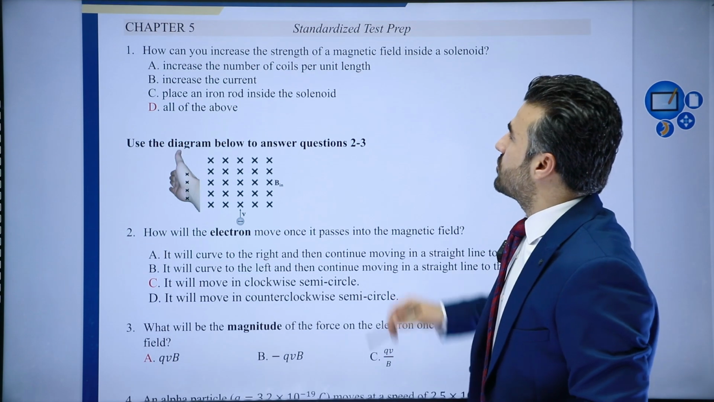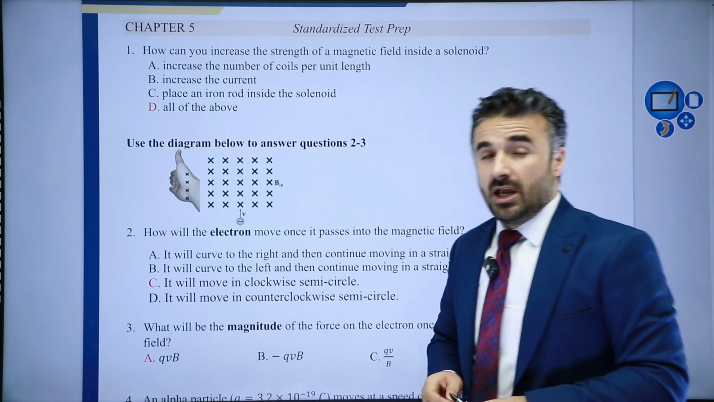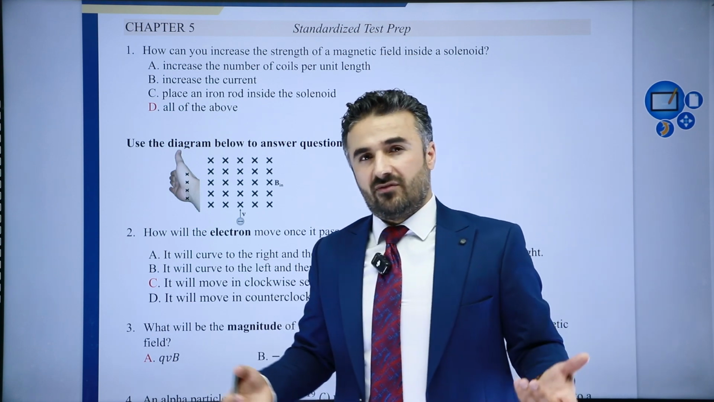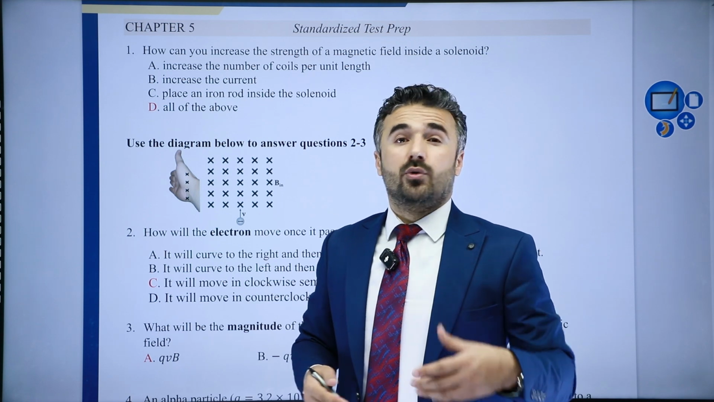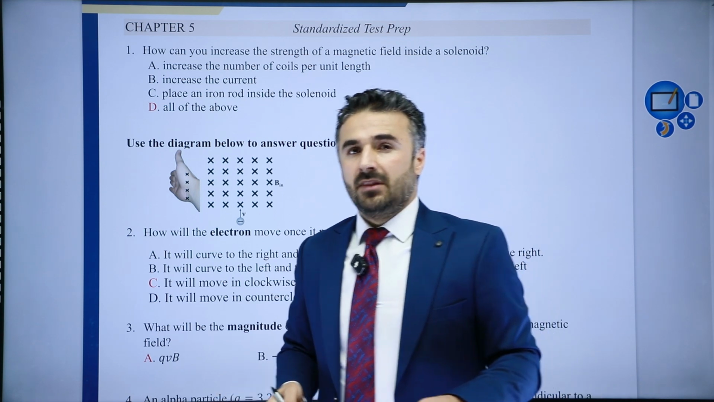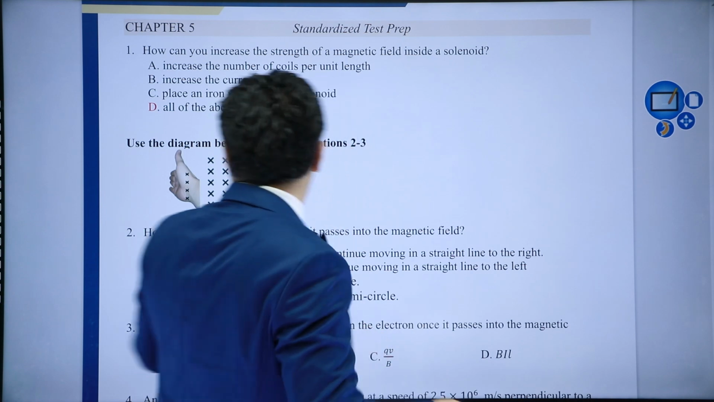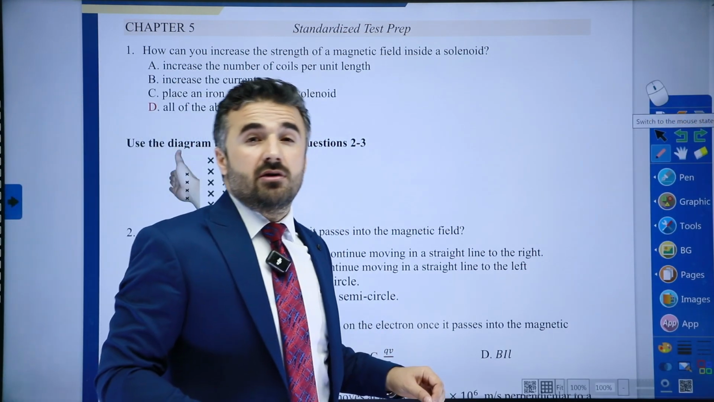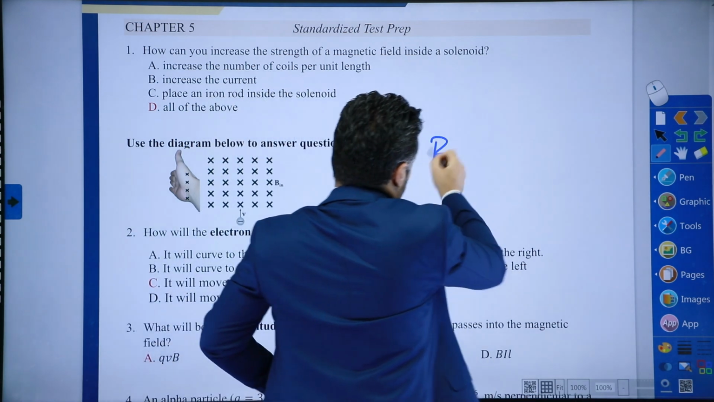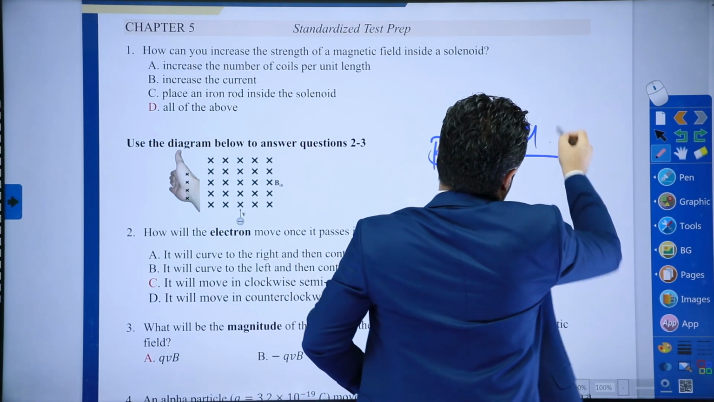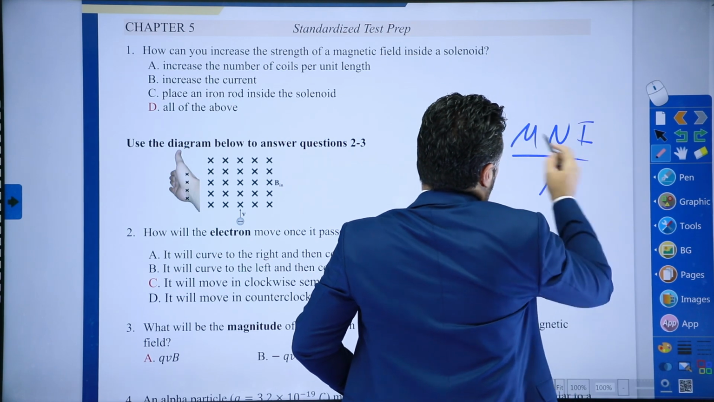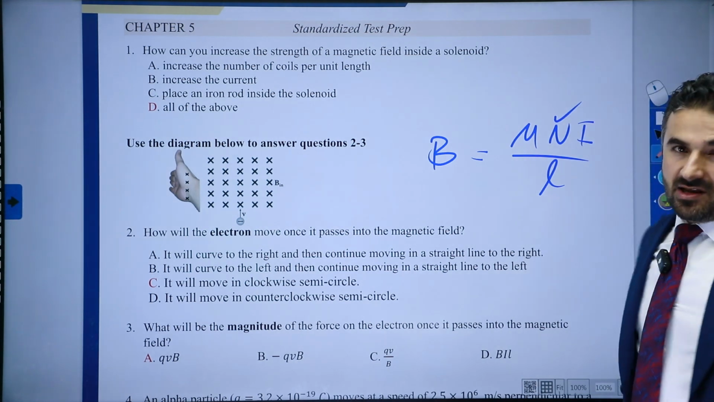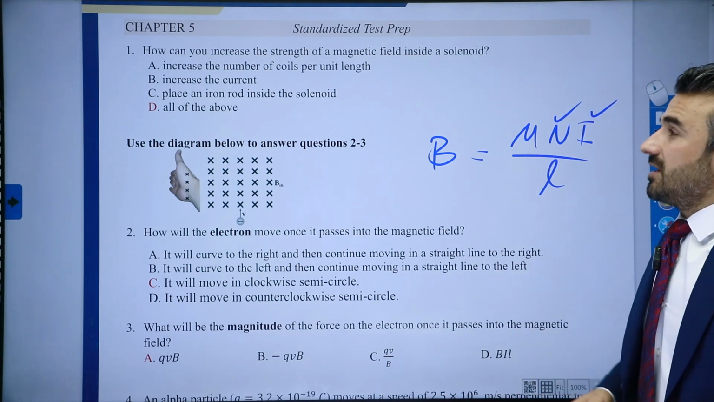It says, how can you increase the strength of a magnetic field inside a solenoid? Remember this, for a solenoid, there are many ways where you can increase the strength. You can use the equation, but you have to be very careful, as there's one thing that is not in the equation. For example, B equals mu naught N i over L. By increasing the number of turns, that is one. By increasing the strength of the current, that is also true.